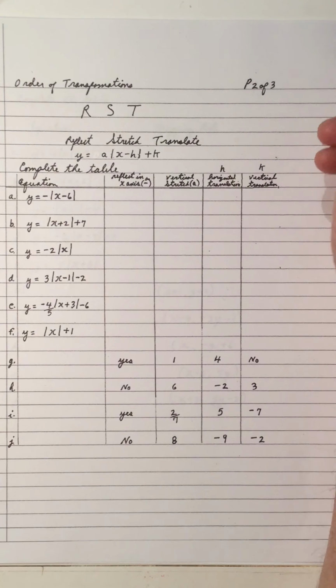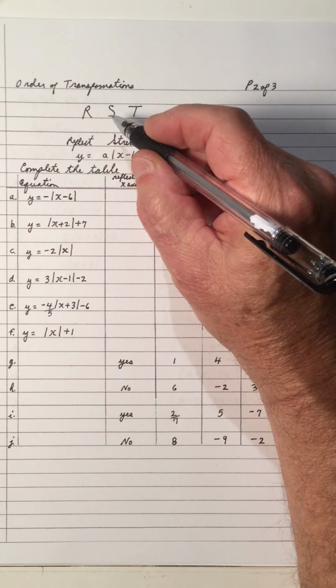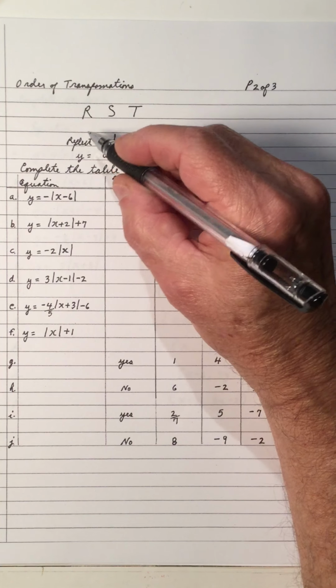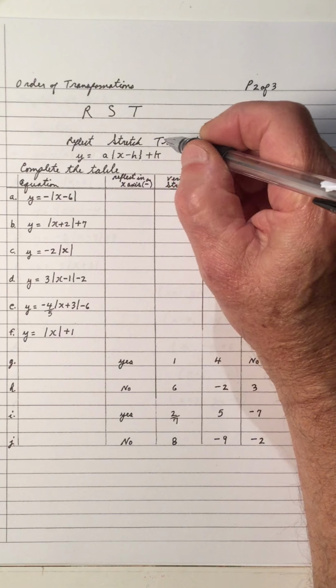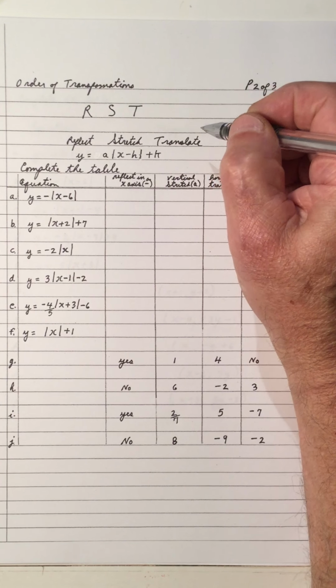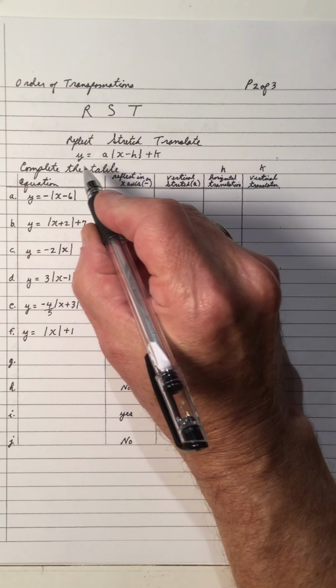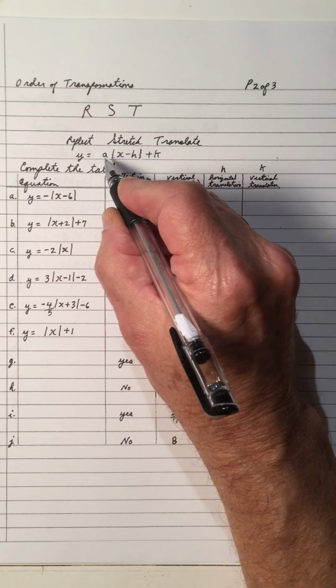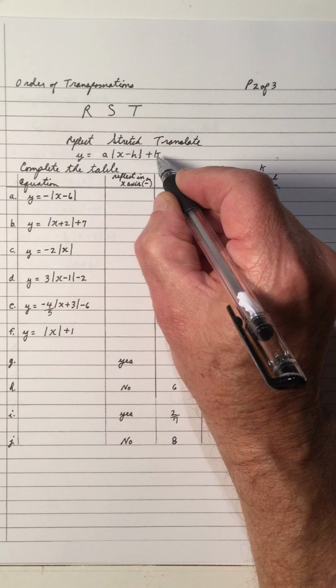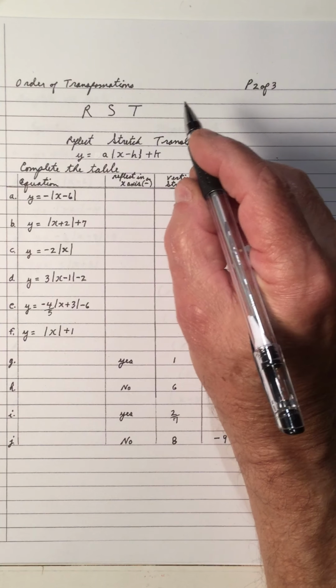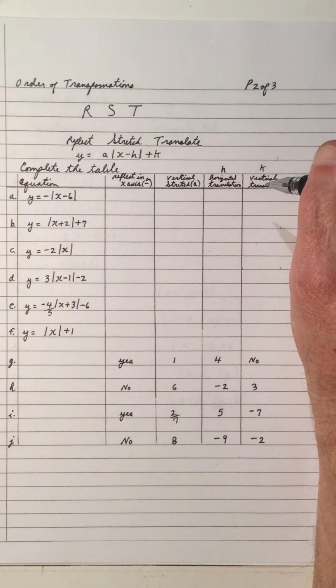The order of transformation is RST. R stands for reflect, S stands for stretch, T stands for translation. And the equation that we're going to look at is y equals a, absolute value of x minus h, plus k, and we're going to complete the table.